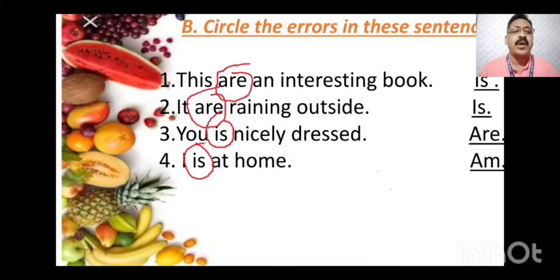Question number 4, I is at home. As I told you, after I we have to use am, not is or are. So the error in the sentence is is. I have marked a circle there, and the answer is am. I am at home. So in part B, we have to find out the error or the mistake in the sentence. Then you have to rectify or correct it and write in the blanks.